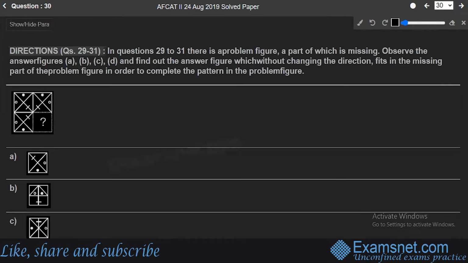Question number 30. Again, you have this figure. Let's try to complete this figure using all the patterns that are being followed.